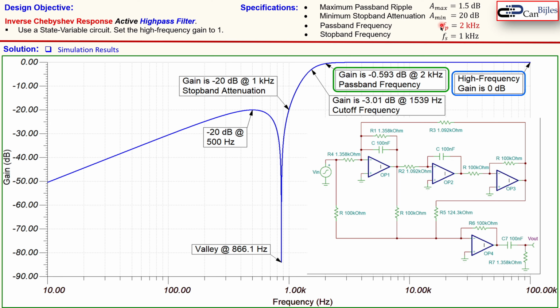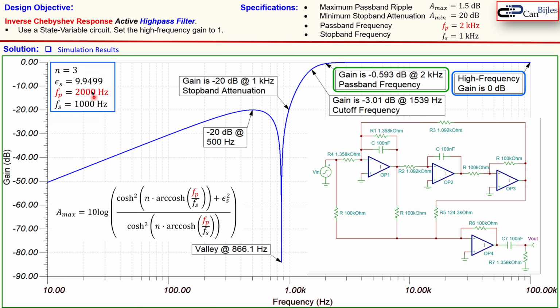But how do we calculate that? Now that can be done using this formula. You see here again the filter order, passband frequency, stop band frequency, and our epsilon s, and also the 10 log of that complete expression here. Now when you do the calculation here using the values we have calculated, you get 0.59, which is very close to what we have here. So that's indeed correct.